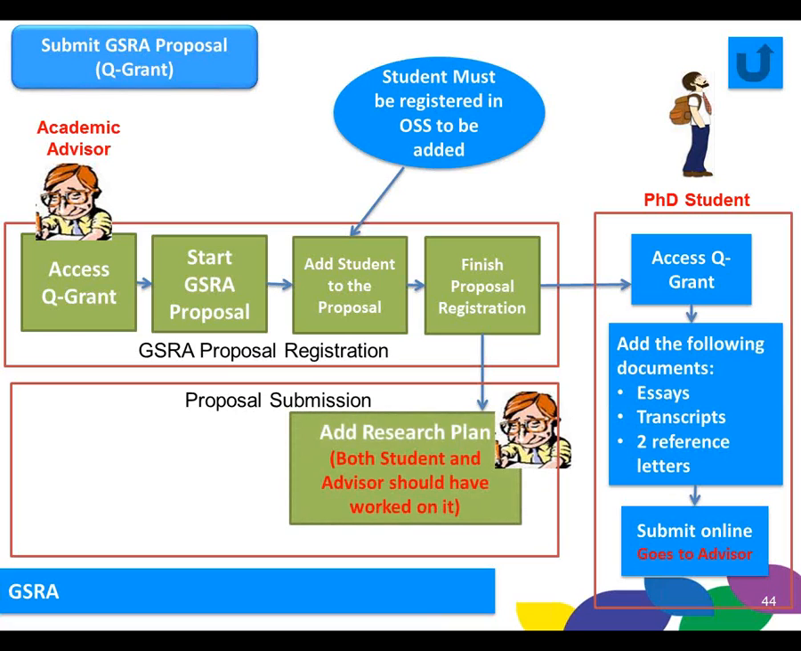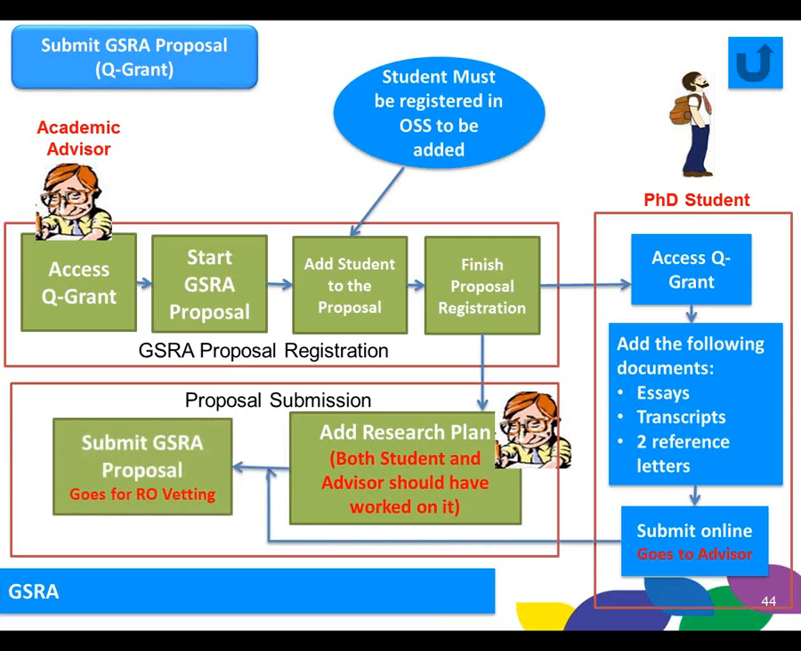So the advisor now will need to complete the proposal submission to QNRF finally. Now here the advisor will add the research plan. The advisor doesn't have too many things to add, but the research plan technically should have been worked on by both the student and the advisor, and this will be uploaded by the advisor to the submission channel. After this, and after the student has also completed all the submissions, only at this point can the advisor submit the GSRA proposal finally. And after submission, it will go to the RO for vetting, the research office inside Qatar, who will be vetting the proposal. Only after this, QNRF will start processing any application.